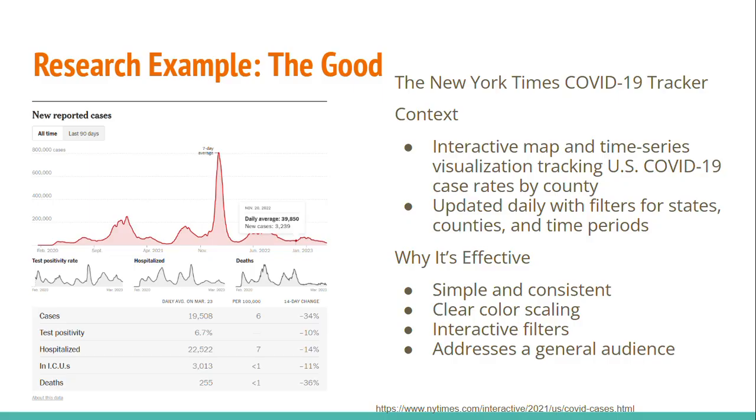Why it's effective. The design success came from its simplicity and consistency. The color scaling was clear, making it easy to see where cases were highest at a glance. The interactive filters allowed users to dive into their specific local context. Most importantly, it was designed for a general audience, providing a clear, trustworthy source of information during a global crisis. The main chart clearly shows trends over time, and the smaller charts offer context on related metrics like test positivity, hospitalizations, and deaths.